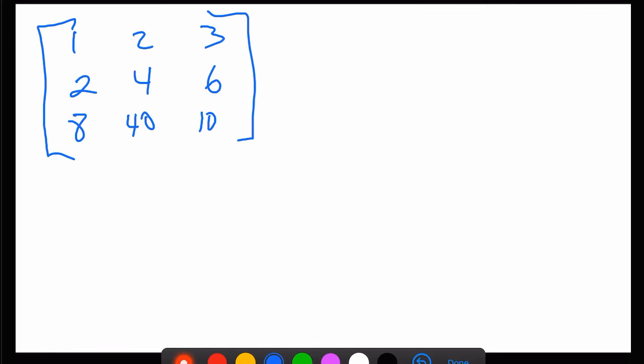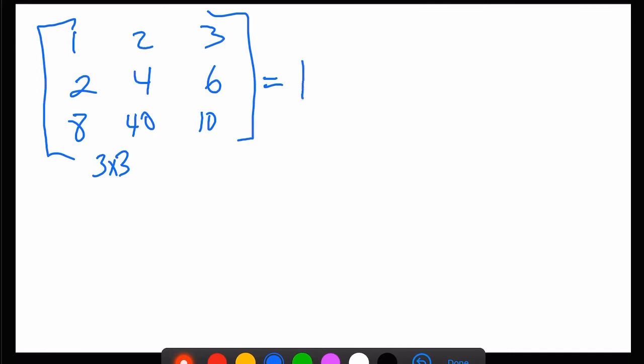Do we see a problem with this matrix? Yeah, we should. This matrix is going to be singular, right? It's a 3 by 3. It should have a rank of 3, but it's only going to have a rank of 2. Okay? Can we find the determinant of this?